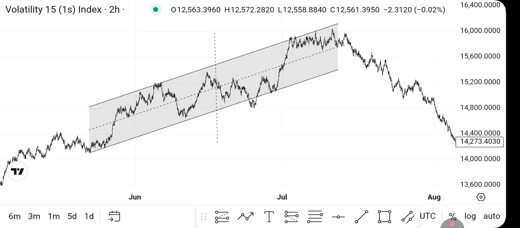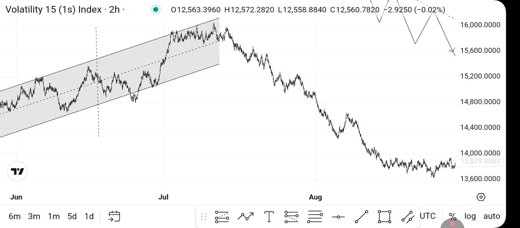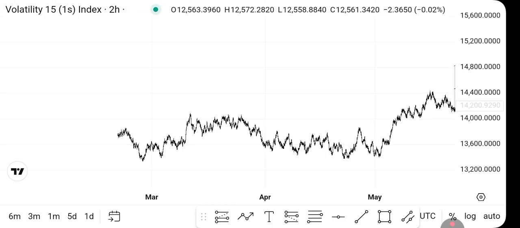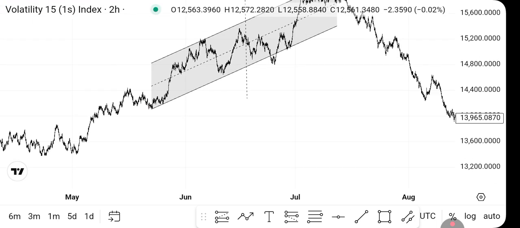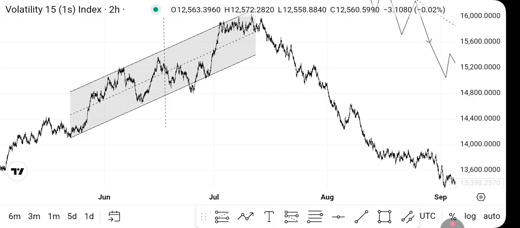So thank you, and I hope this helps. You can do more to check through other pairs, right? And just check for yourself and practice.